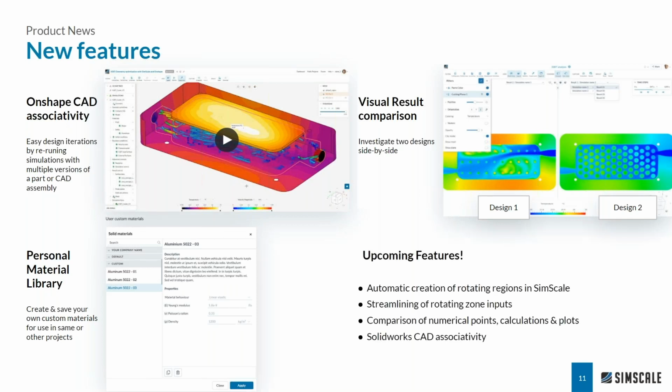And more such features upcoming include automation of the rotating regions creation within SimScale and further streamlining of how you define a rotating zone, be able to have qualitative numerical comparisons between two plots or two quantities in 2D data. And of course, a very important thing that we're working on is SolidWorks CAD associativity.